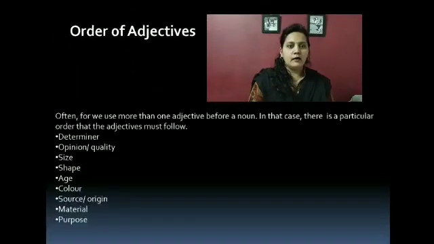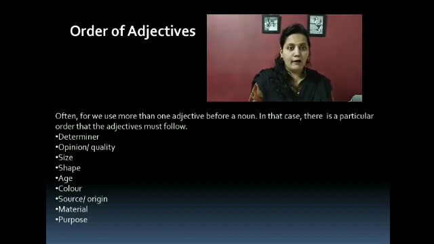Now let us see the order of adjectives. We have seen many a time that we use more than one adjective in front of the noun. So what will be its order? There is a particular order to use adjectives in a proper way. When we use more than one adjective before a noun, there is a particular order that the adjectives must follow. So what's that order?